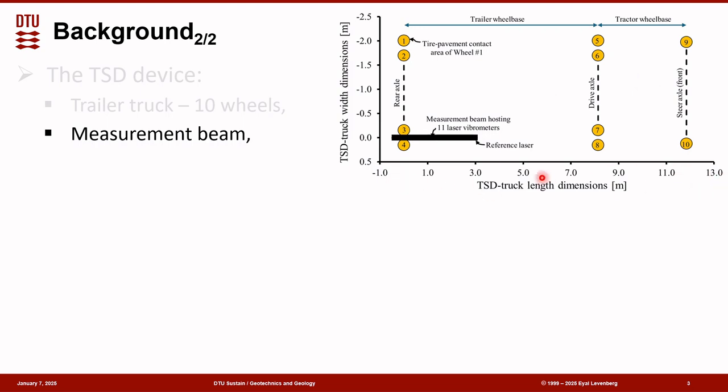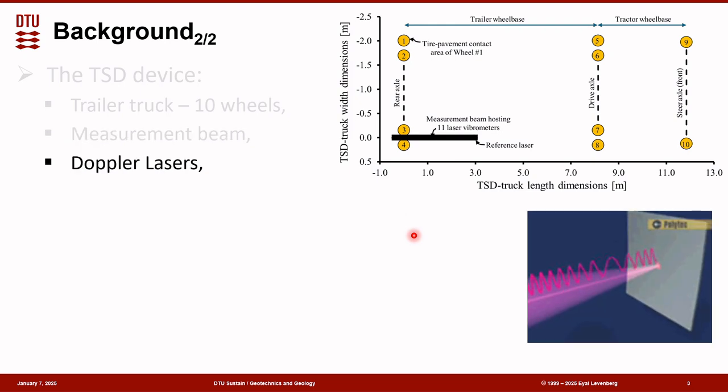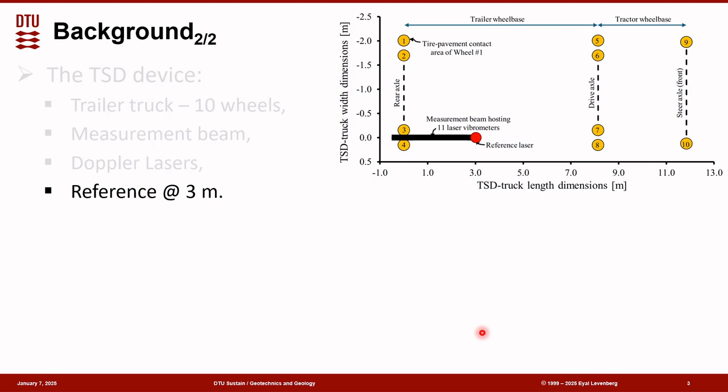So the truck dimensions are shown here. 0 is here. This is about 12 meters long. And here we have placed the 0 in between the two tires, and it's about 2 meters 20. The beam is instrumented with Doppler lasers that can sense the speed of the target to which they point, and this is done optically. There's a reference Doppler laser at a distance of about 3 meters if we start counting here just where the rear axle is.